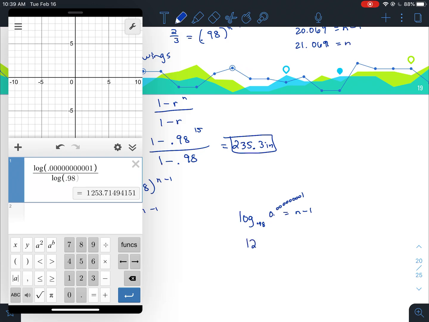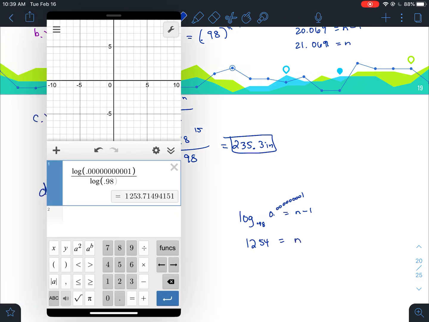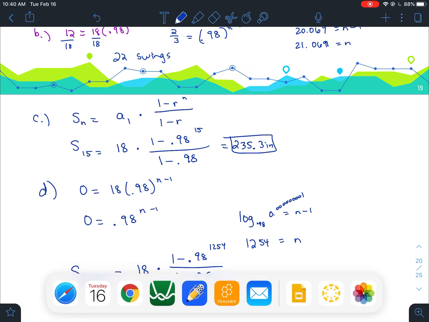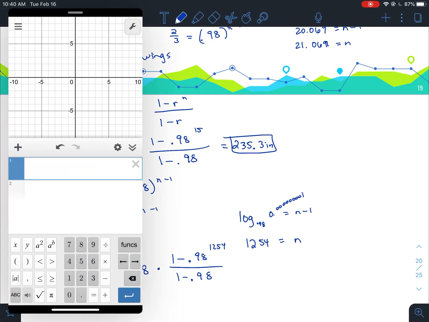So it looks like it's going to take about 1,254 swings for that distance to be almost 0. So 1,254 swings. So now we want the sum of the first 1,254 swings. So that's going to be the first term, 18, times 1 minus 0.98 raised to the 1,254 divided by 1 minus 0.98. So let's figure out the distance that this guy has swung. So 1 minus 0.98 raised to the 1,254th power. And then, whoops.